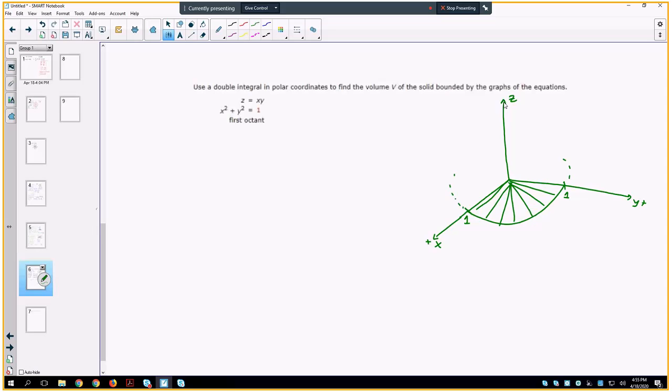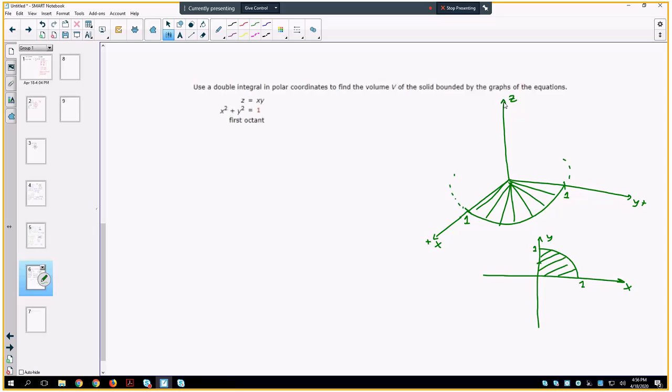So if it's in my xy plane, then it's just here. Okay. So the angle is, it looks like, between 0 and pi over 2. I'm going to let my theta run, and the radius, I'm going to let it run from 0 to 1.